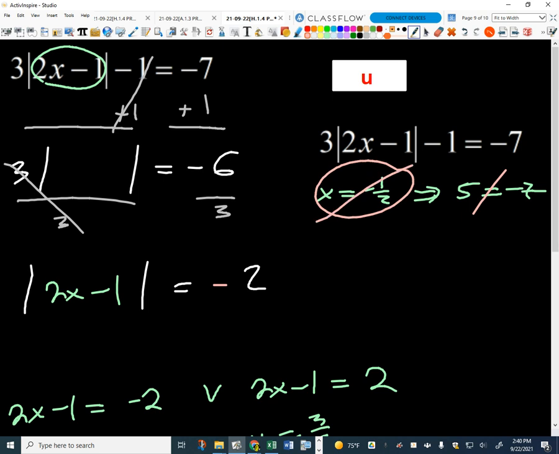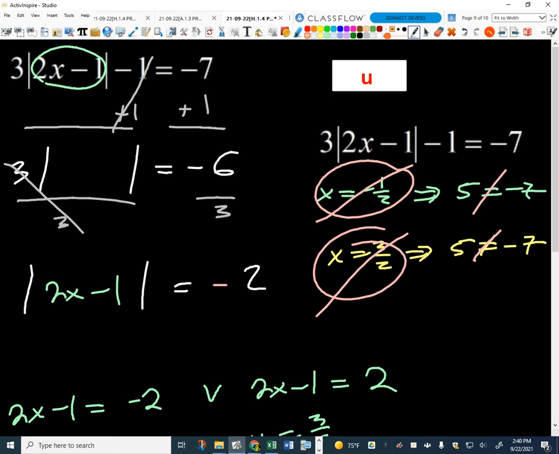Okay, well, let's try the other one. What about the other one? It was x equals 3 halves. If I plug that in, 2 times 3 halves is 3, minus 1 is 2. The absolute value of 2 is 2. Well, that's going to give me the same outcome, isn't it? Because I got 2 out of my absolute value expression last time. So that also gives me the false statement, 5 equals negative 7. That's, once again, not true. And so that's not a solution.